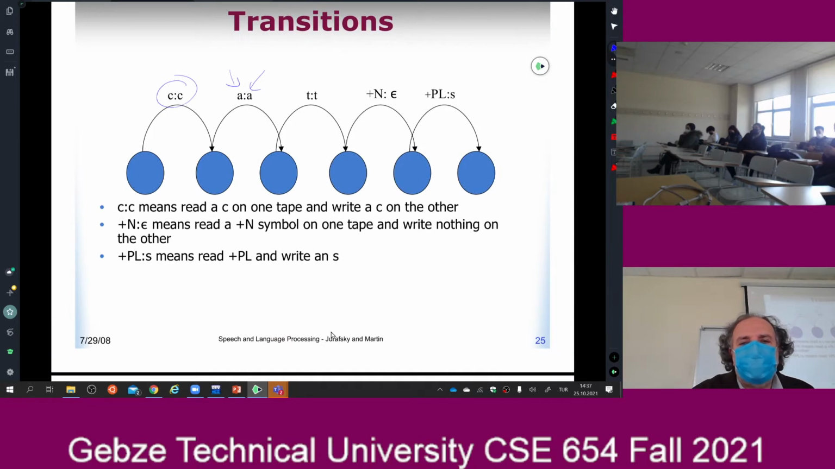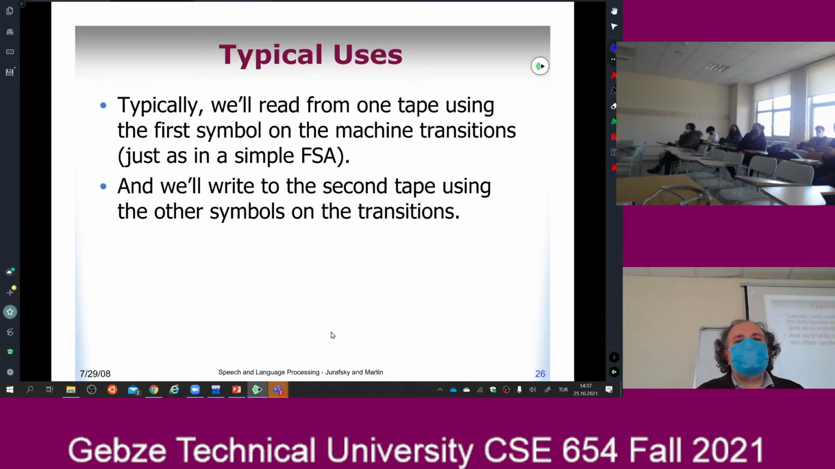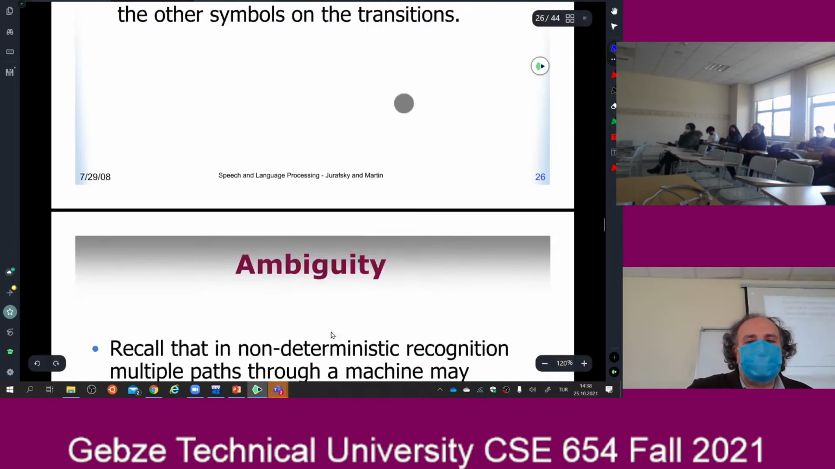I'm sure you already know about this. By using this, at the end, if I am on a final state, then I am done. If I am not on a final state, then I reject it. If I am on a final state, I am done, and I know the structure because I produce something. So typical uses: read from one tape using the first symbol, and write to the other one to produce our structure.